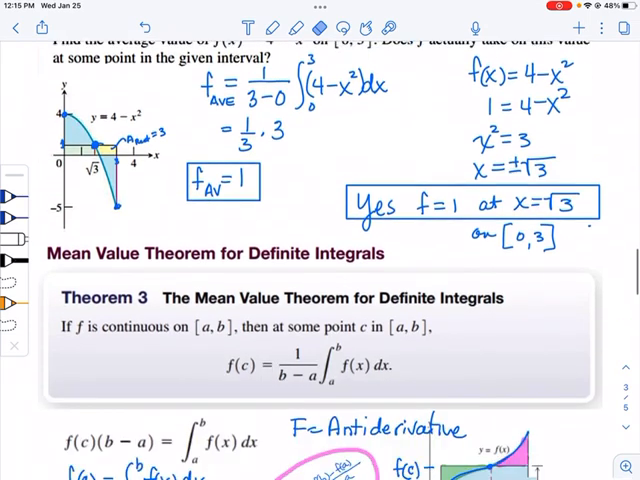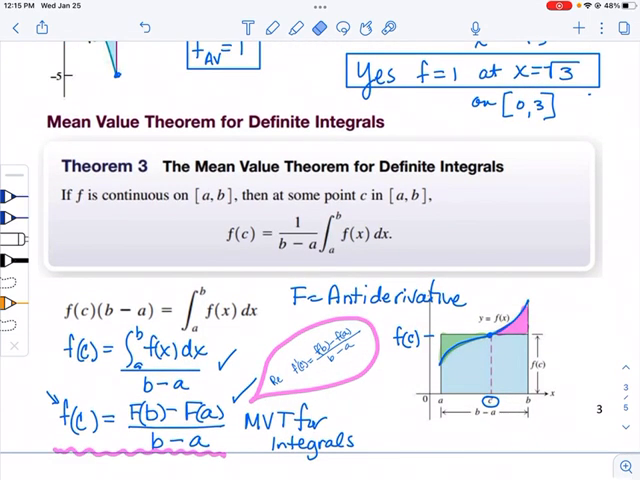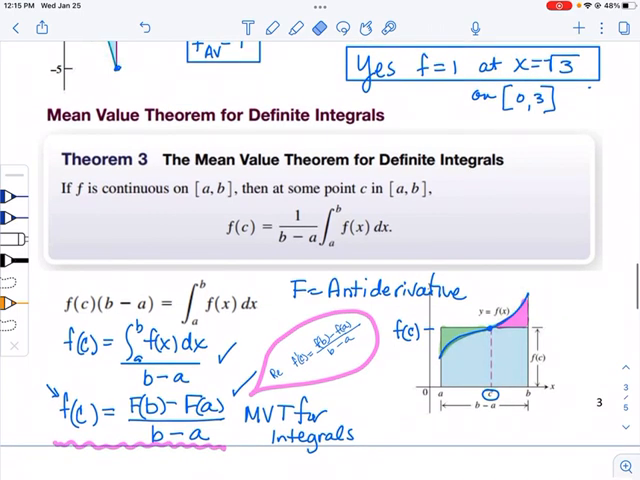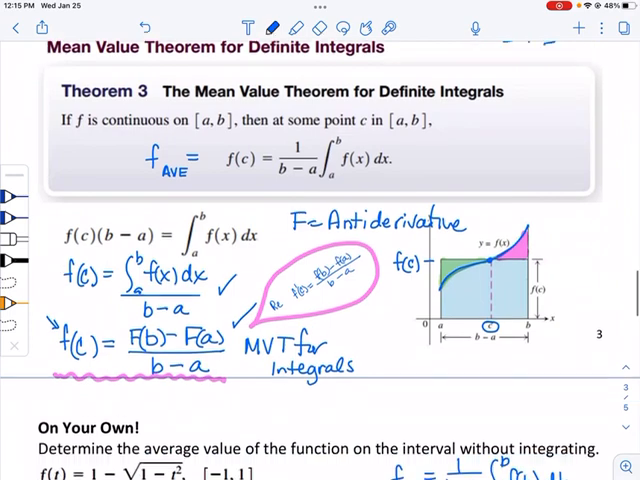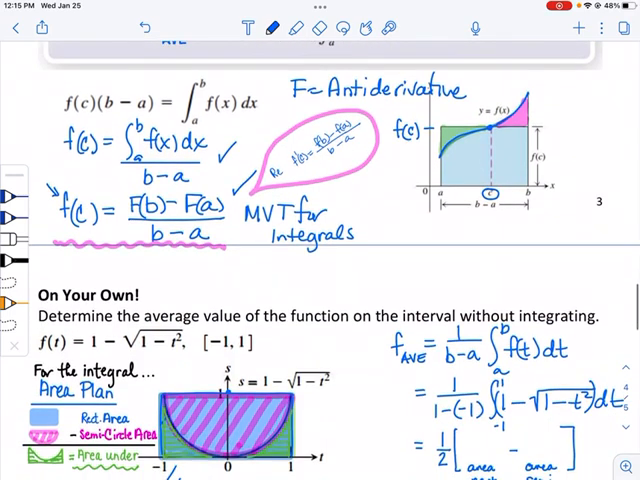So then we have the mean value theorem for definite integrals. What is that? The average value. So this is really f average. F average, which is f of c, is equal to 1 over b minus a times the integral of f of x dx from a to b. Okay, and so the capital F that I was talking about here is really the antiderivative.